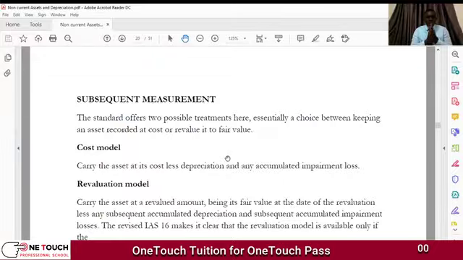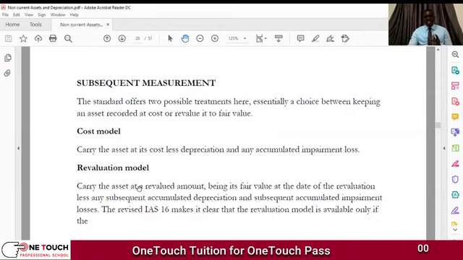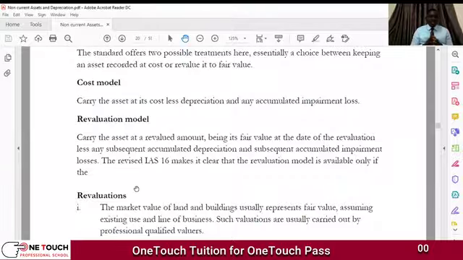Good. Now the cost model means that you carry the asset at its cost, less depreciation and any accumulated impairment loss. The revaluation model is to carry the asset at a revalued amount, being its fair value at the date of the revaluation, less any subsequent accumulated depreciation and subsequent accumulated impairment losses.